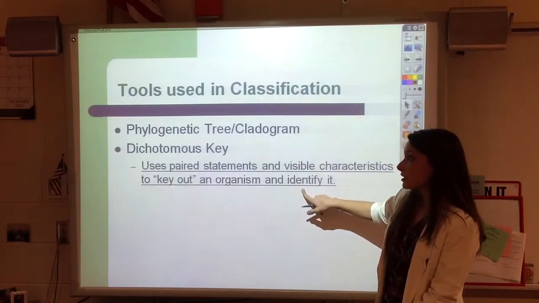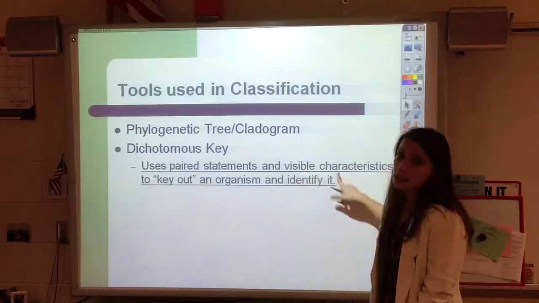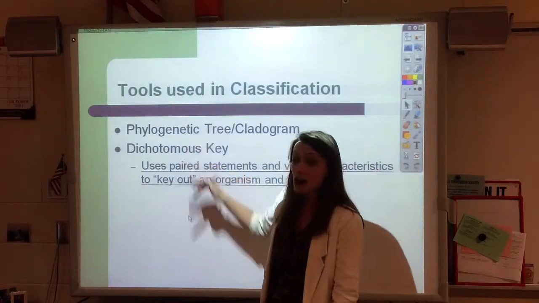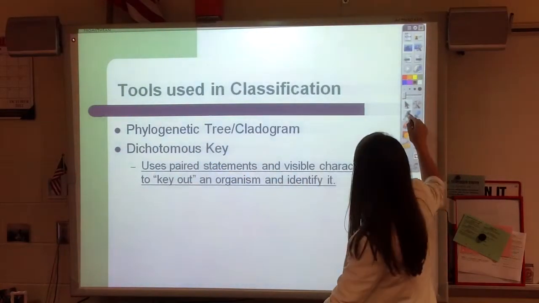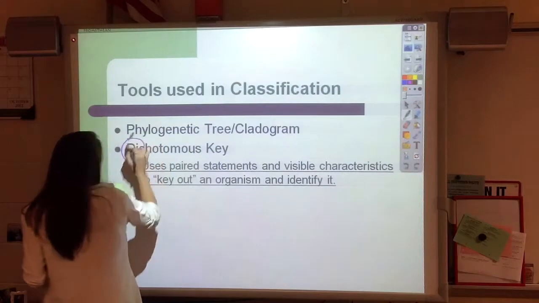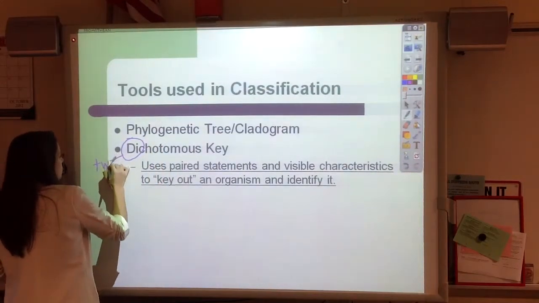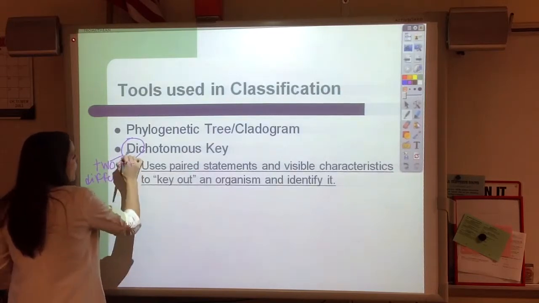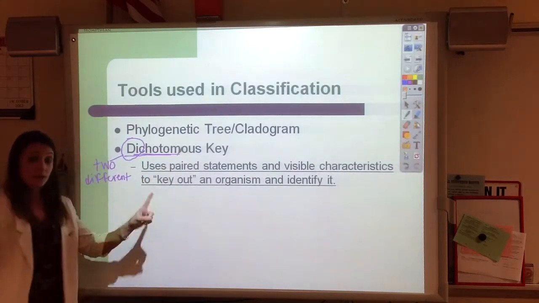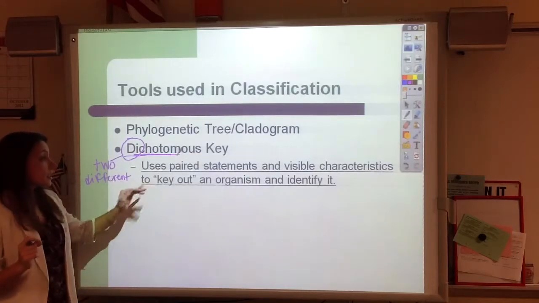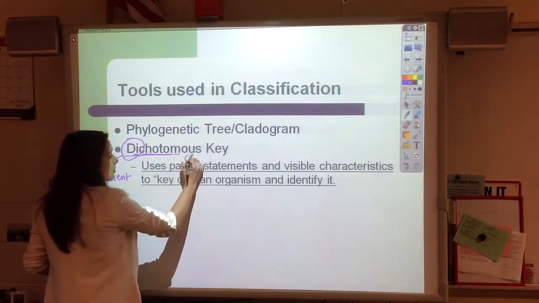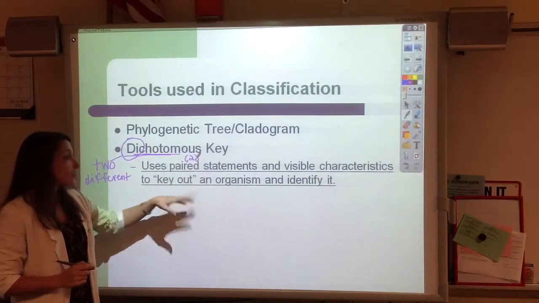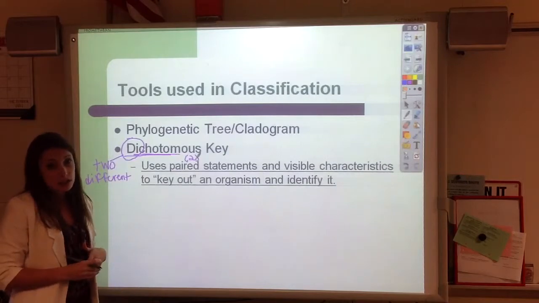So what we're going to focus on today is being able to actually identify an organism. It's called keying because it's called a dichotomous key. The prefix di is actually very similar to bi, and it means two. It actually means two different. So dichotomy means two different things. A dichotomous key uses two, so pairs, statements and physical characteristics to determine an organism's name.